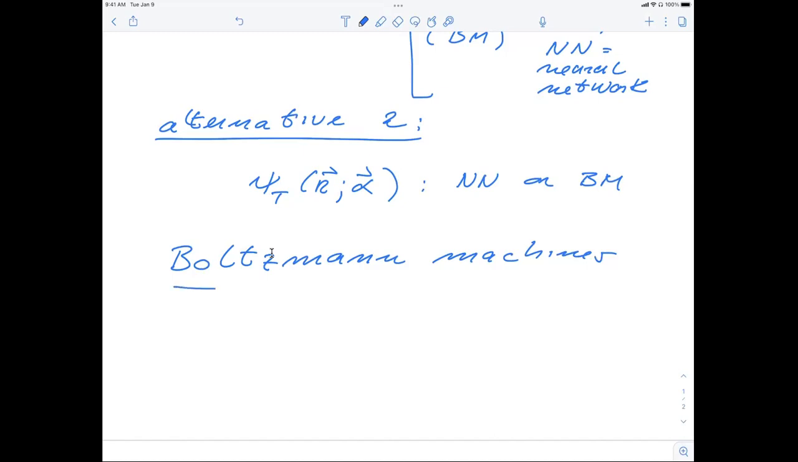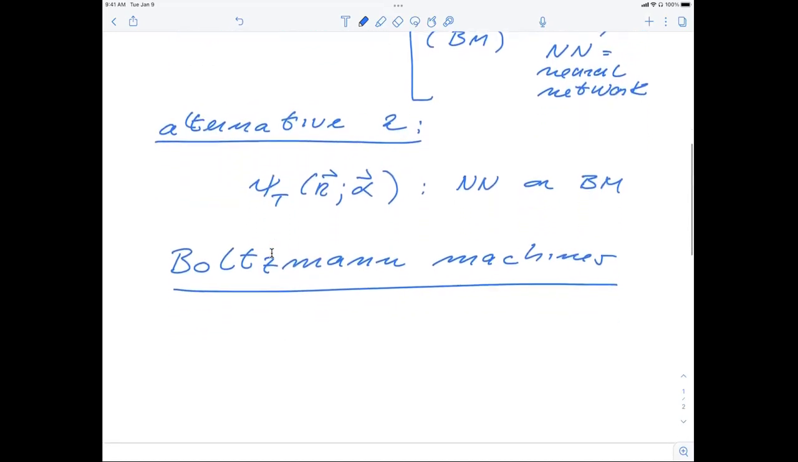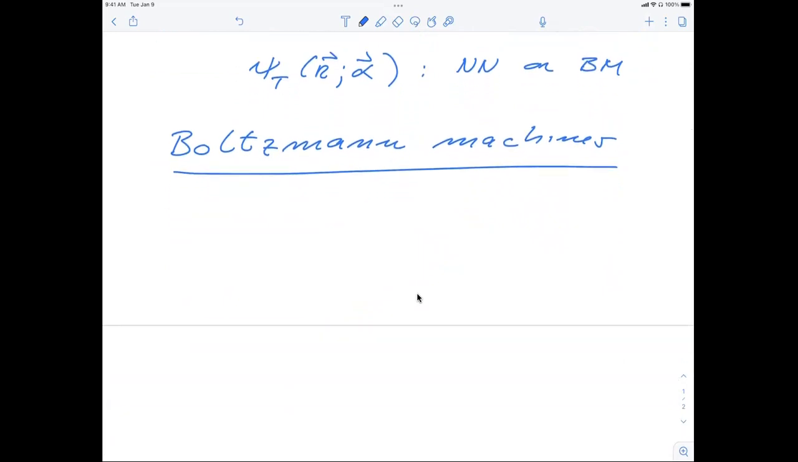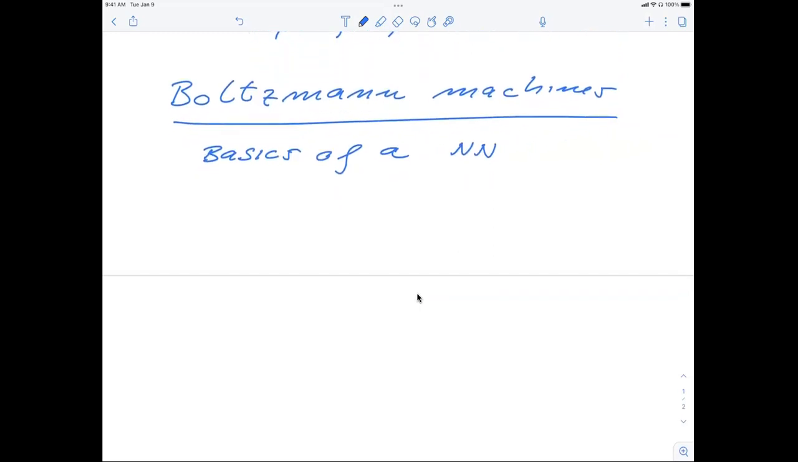So if we look at Boltzmann machines, what we essentially are going to do now, if we look at the trial wave function, so the simplest thing, if you think of this alternative 2 here, what we are going to use now is that the wave function is being replaced by a Boltzmann distribution. So in essence, if we look at the basics of a neural network, and a Boltzmann machine is a neural network, except that it's a neural network where we keep generating new input variables. In general, a neural network has a fixed input.